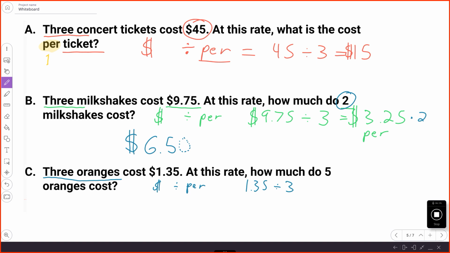Okay? It's not always the bigger number that gets divided. Sometimes the bigger number is the number that is dividing. So $1.35 divided by 3 is going to give you 0.45. That means 45 cents per orange. So all we do is multiply that by 5. That will give us $2.25. All right, and that is question number 5, A, B, and C.